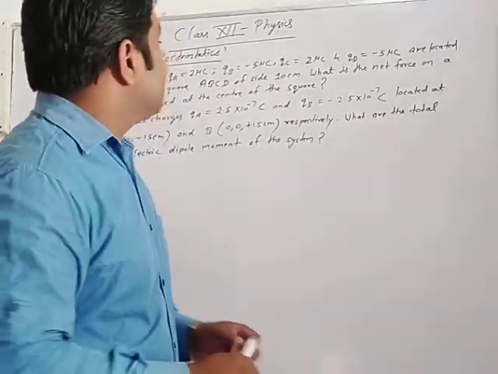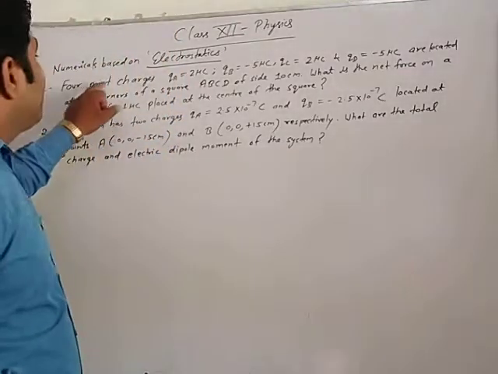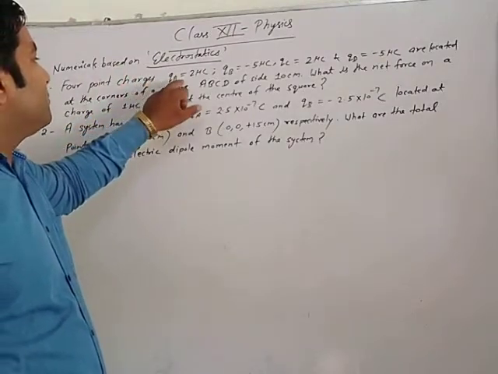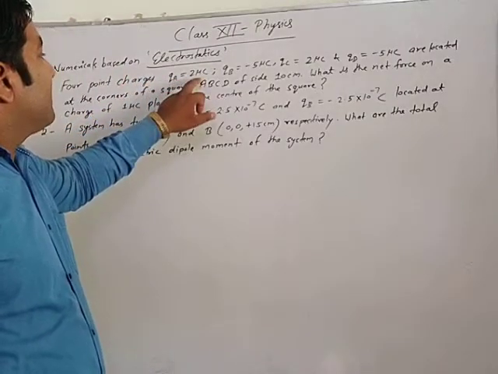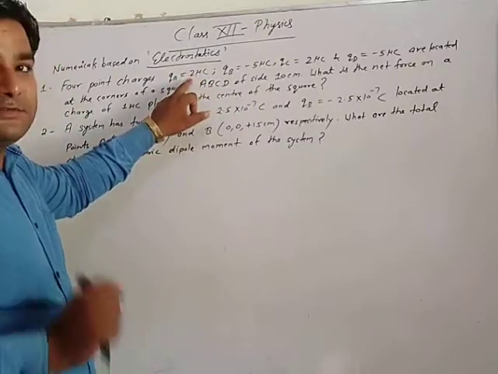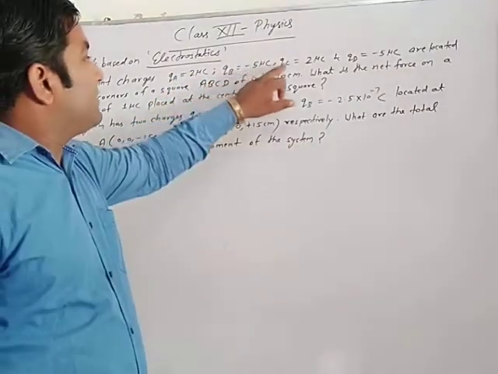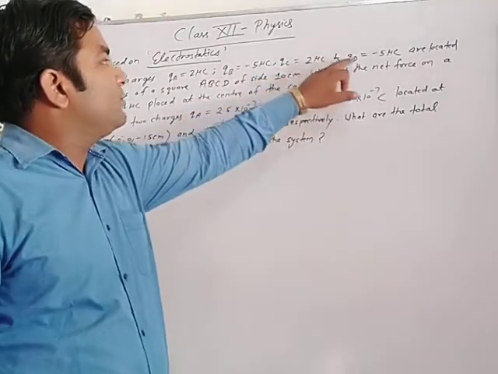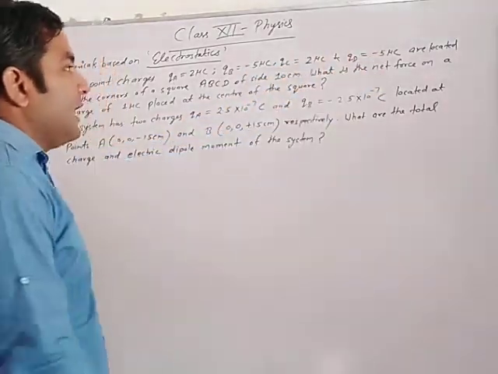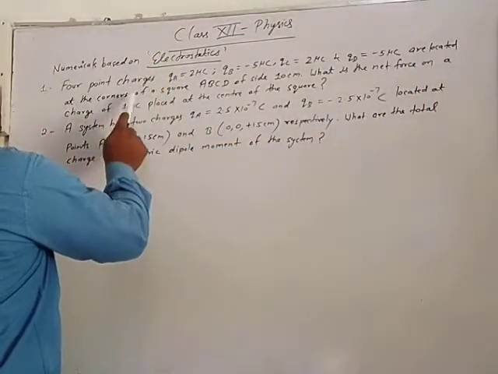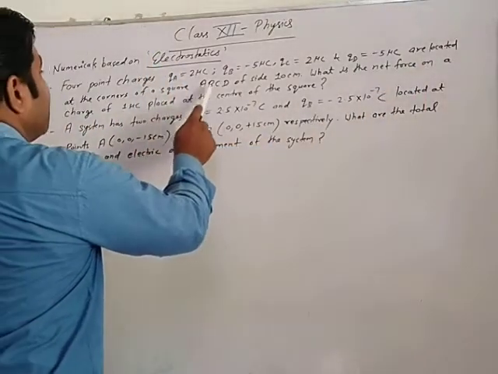So the first numerical, here 4-point charges. Let's see, 4-point charges. QA is equal to 2 microcoulomb. No sign given means what? That is positive sign, always remember. And QB is minus 5 microcoulomb, QC is 2 microcoulomb, QD is minus 5 microcoulomb, located at the corners of a square ABCD.